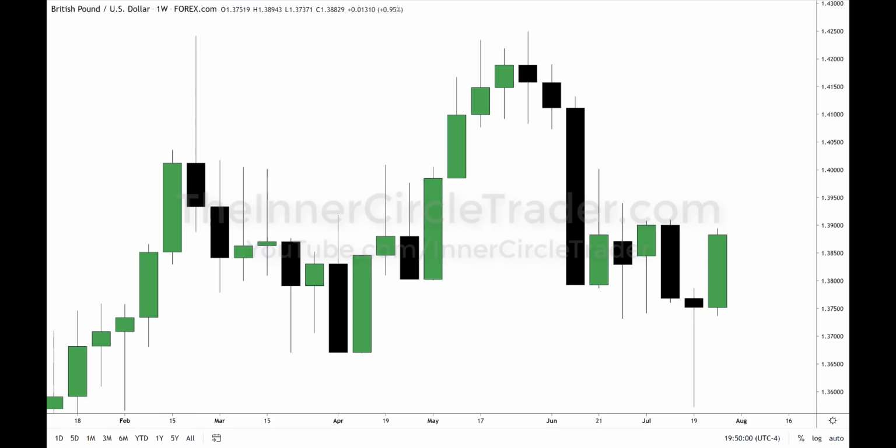Alright, so when we're considering what the large institutions are doing and how to operate and engage in the foreign exchange market, the premise I want to begin my trading with and my analysis with on the weekend is what I think the weekly chart's going to do. And that's what we're showing here. This is a weekly chart of the British pound versus US dollar.